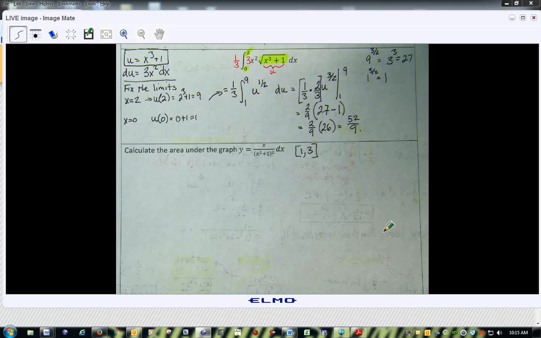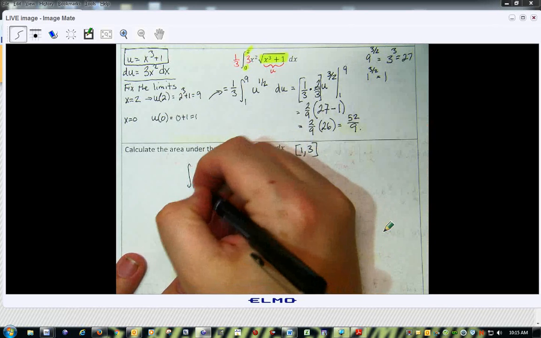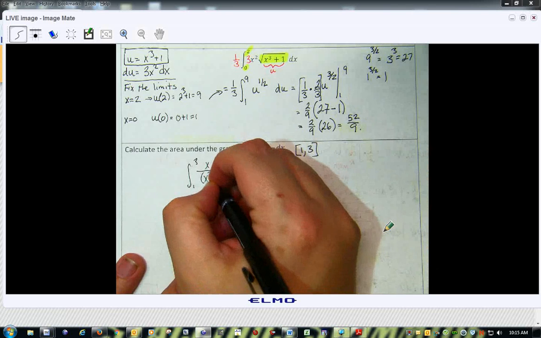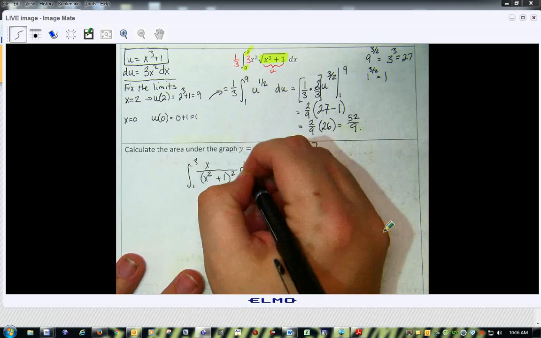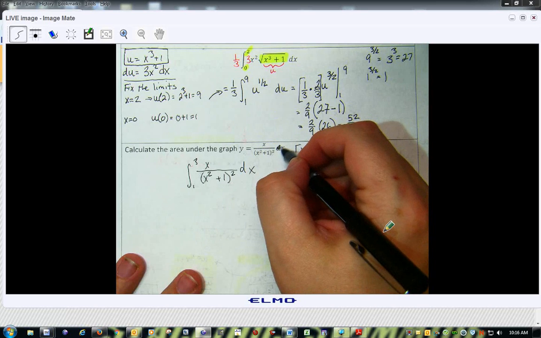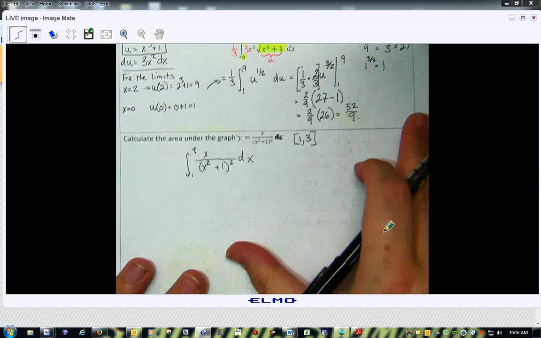All right, areas under a curve. That's a definite integral, isn't it? All right, so we're going to get the integral from 1 to 3 of x over (x squared plus 1) quantity squared dx. That shouldn't have been there, but that was a hint of what you needed to do.